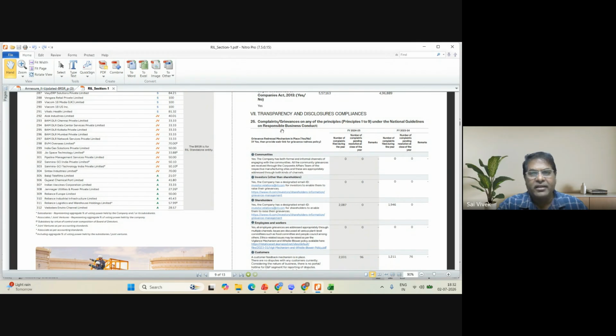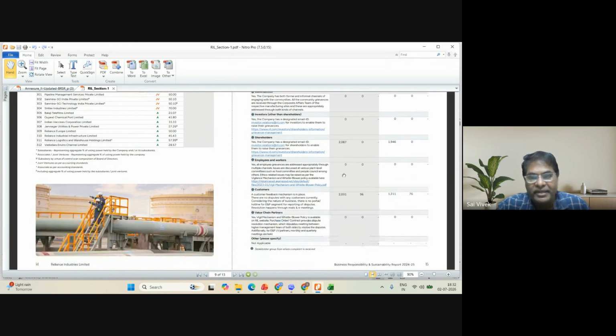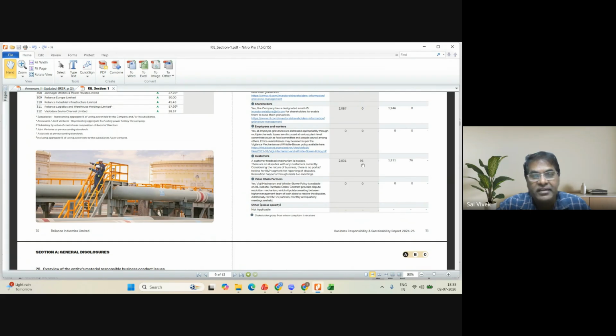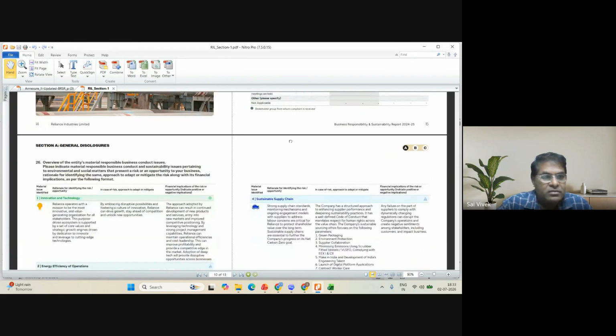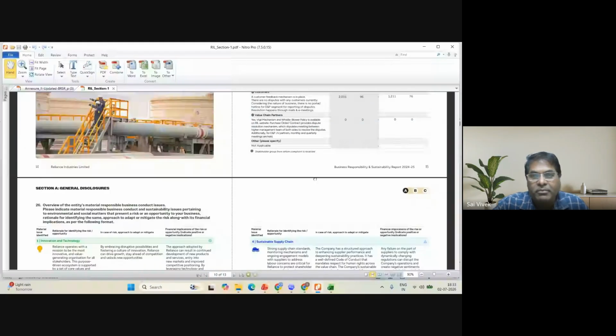See, any company will have complaints and grievances. So complaints we received from communities, it's 0 here. From investors, it is 0. Whereas from shareholders, 2,087 complaints are there, and number of them pending is 0. That means they have resolved it all. All these complaints received from shareholders have got resolved. The employees and workers, no complaints or grievances. From customers, there are grievances, and 96 are yet pending. They are not yet resolved here. So this is about the serial number 25.